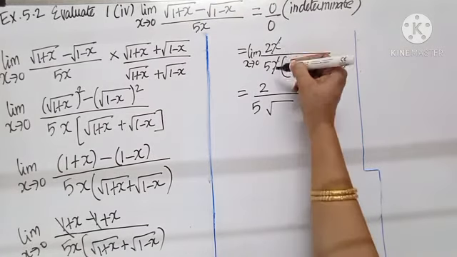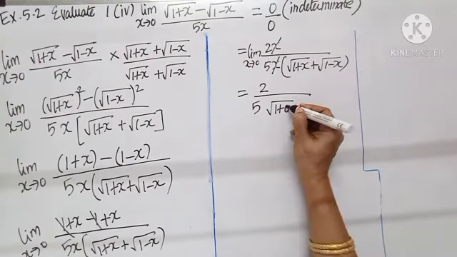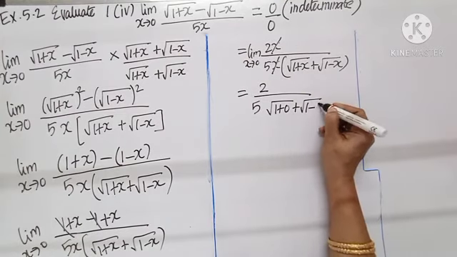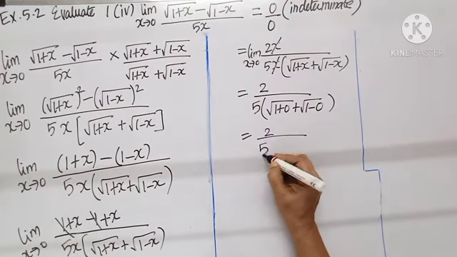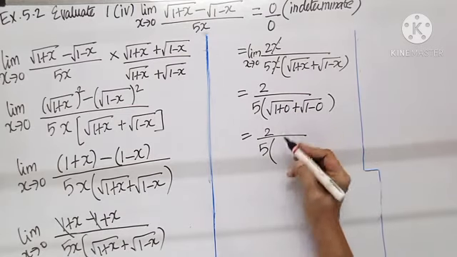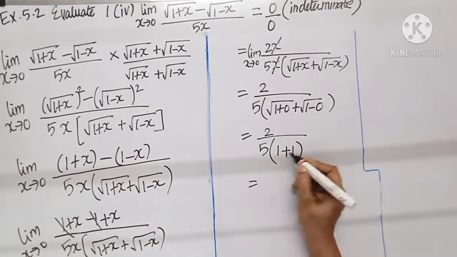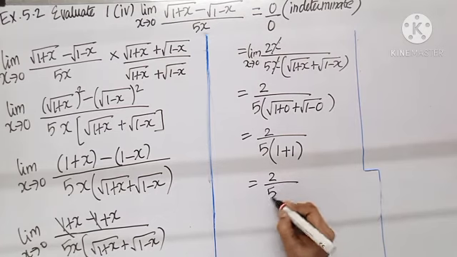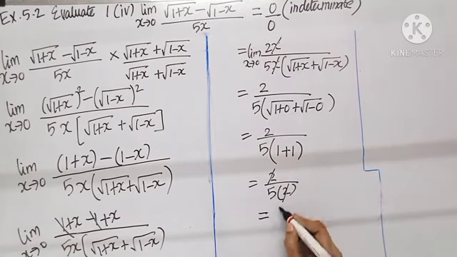Now since I have cancelled, I can apply the limit. 1 plus 0 plus root of 1 minus 0. It is 2 by 5 into root of 1 is 1, root of 1 is 1. 1 plus 1 is 2. So we get 2 by 5 into 2, cancelling 2. The final answer is 1 by 5.